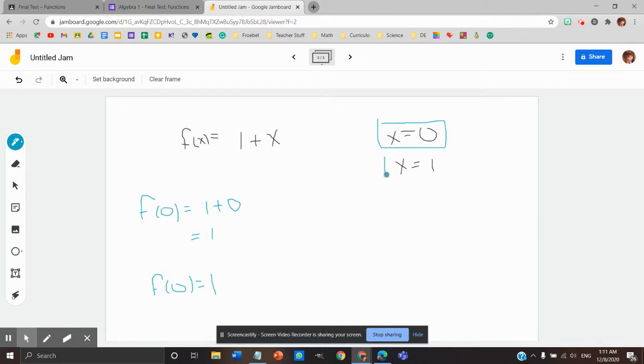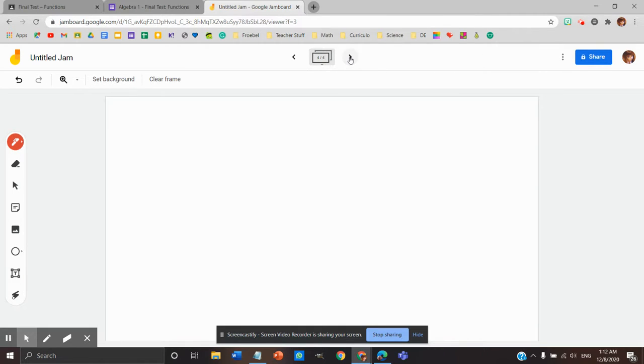Then I'm going to do the same thing, but with my other input. So what's going to happen when my input is 1 instead of 0? I'm just going to substitute that x in my original function with the number 1. I'm going to have 1 plus 1, that equals 2. And again, this is just an example. Therefore, when my input is 1, my output is going to be the number 2. That's all to it. Pretty simple, right?